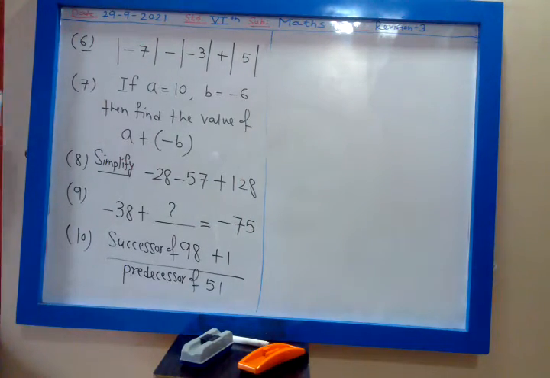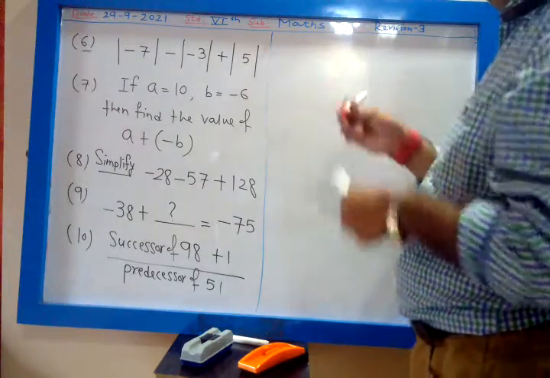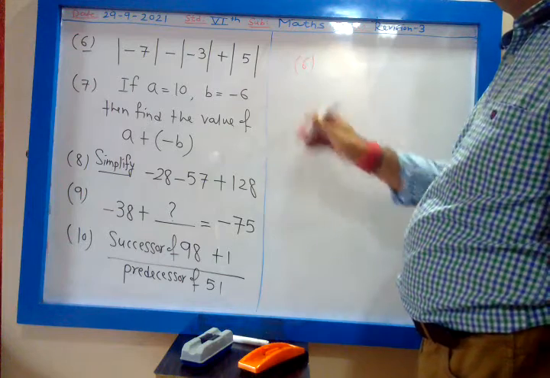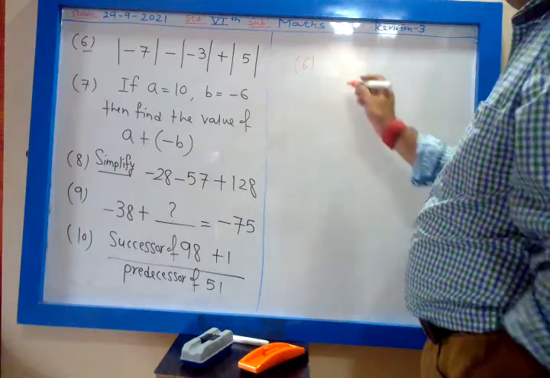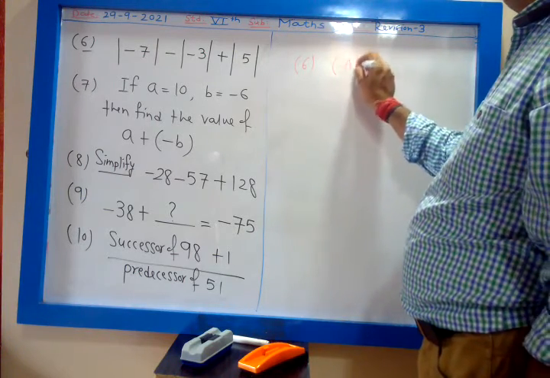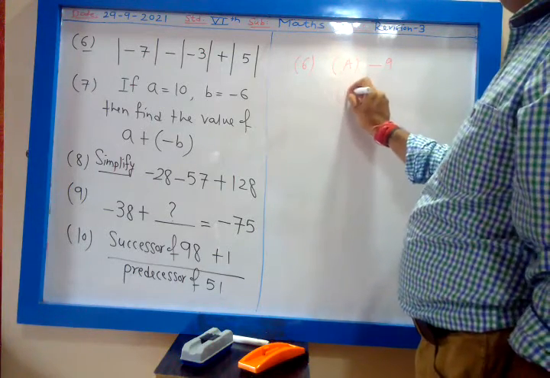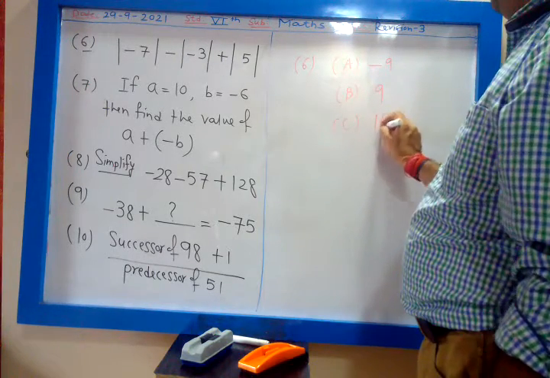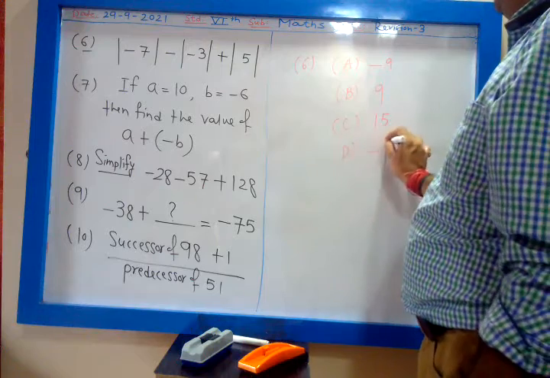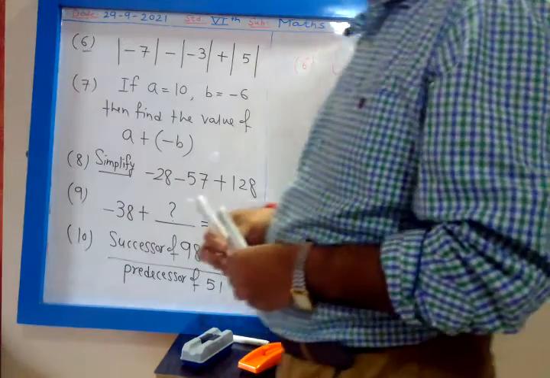I am giving 2 more minutes. After 2 minutes, we will see question number 6. Chalo, question number 6. Let me give you the options. Option A, minus 9, B, plus 9, C, 15, D, minus 15. Chalo, send me the answer of 6th.